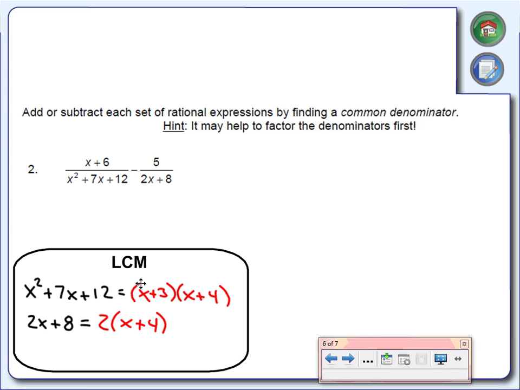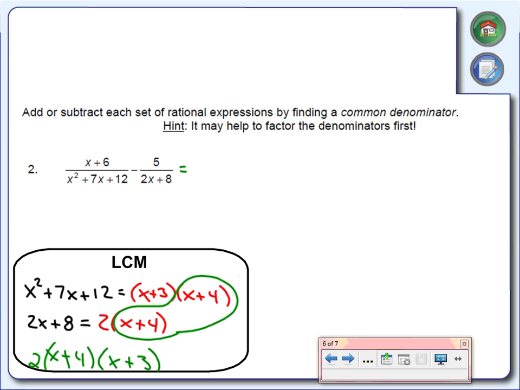Notice that I've got a pair of x plus 4. So that's going to be part of my least common denominator. However, I cannot just throw away the x plus 3, and I can't throw away the 2. So I'm also going to include that as part of my least common denominator. So there's that, and I'll throw the 2 out here in the front. So all of that right there makes up my least common denominator. All of it. Let's bring that over here.